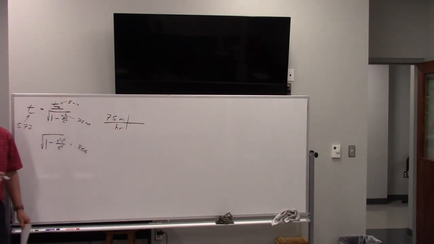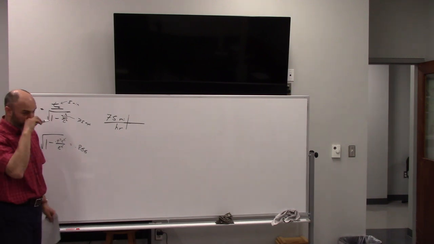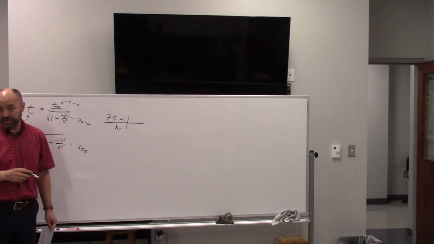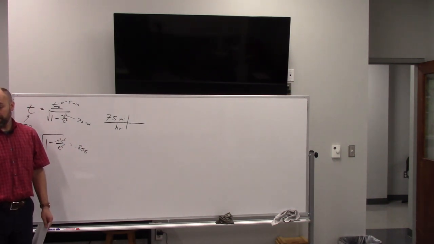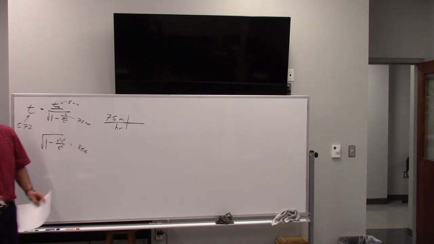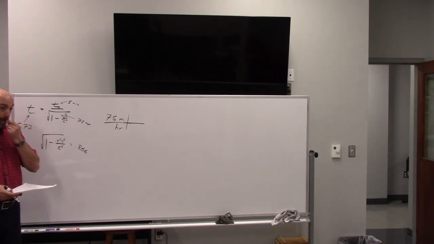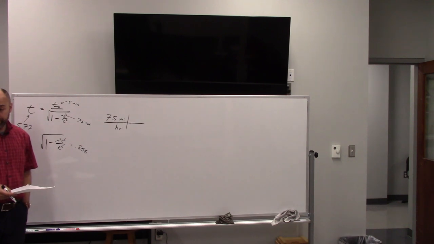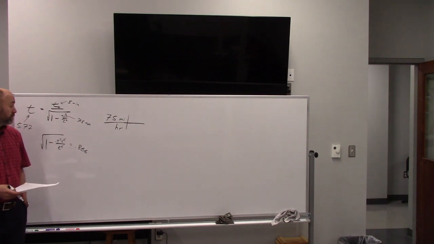How many meters are in a mile? I don't know. Somebody punch it out. What's the back cover of the book say? Back cover of the book always. So regular T is the person standing still. T naught is the person that's moving.